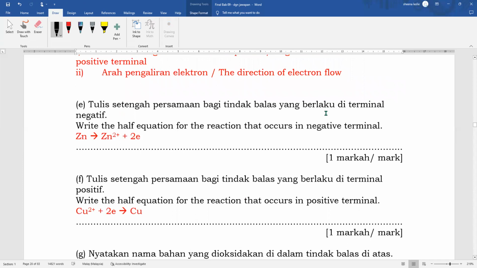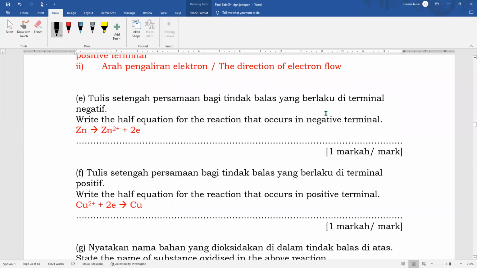What is the name of the substance that's oxidized in the above reaction? Zinc. Because mine is negative, so it will undergo oxidation. Must say atom and ion.